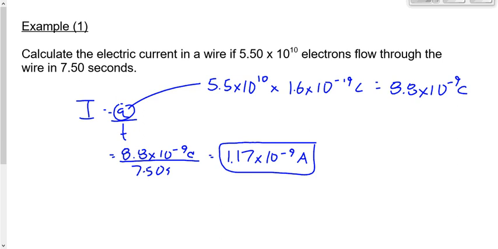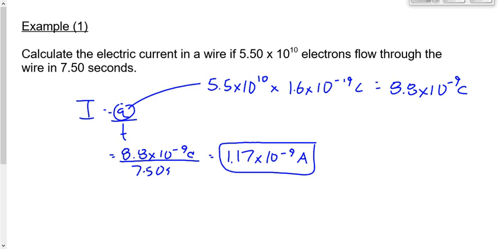Now, by the way, current we would say would be a scalar. There's no direction associated with it. Having said that, electrons can move this way or that way, right? We wouldn't say the current is a vector. We'd say the velocity of the electrons was a vector. Does that make sense? So current would still be a scalar, but the velocity of the electrons would be a vector.